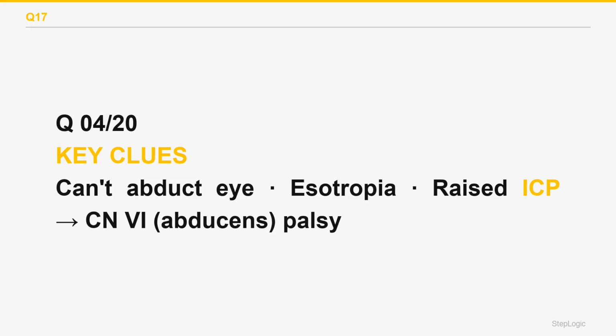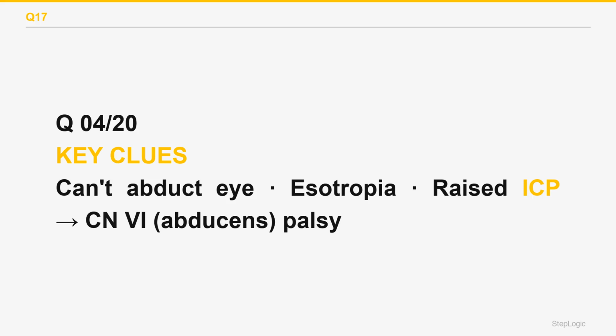The affected nerve is cranial nerve VI, the abducens nerve, which innervates the lateral rectus muscle, the muscle that abducts the eye. When it is paralyzed, the eye cannot move laterally past the midline, and the unopposed medial rectus pulls the eye inward, esotropia, causing horizontal diplopia.